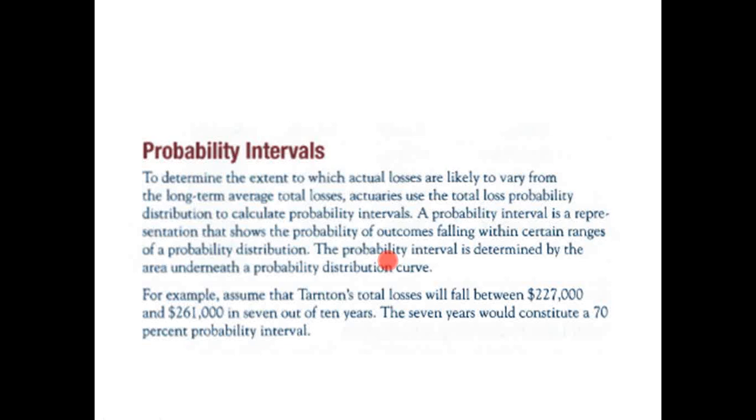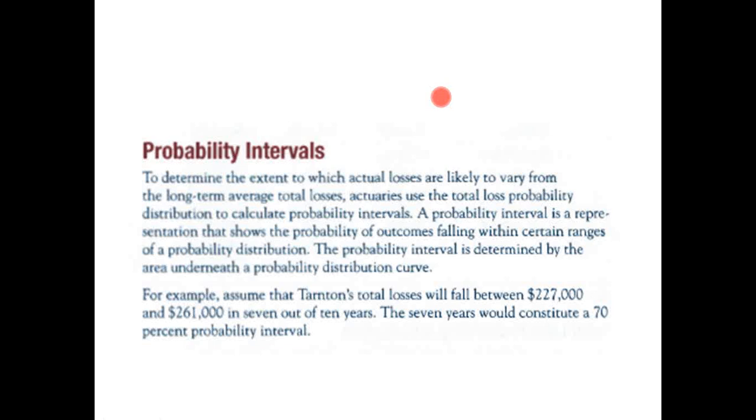So to determine the extent to which actual losses are likely to vary from the long-term average total losses, actuaries use the total loss probability distribution to calculate probability intervals. That's where the table comes into place, or excuse me, the distribution curve. It's a representation that shows the probability of outcomes falling within certain ranges of the probability distribution, and the intervals are determined by the area underneath the probability distribution. That comes back to one standard deviation 70, and now you understand where that's coming from.